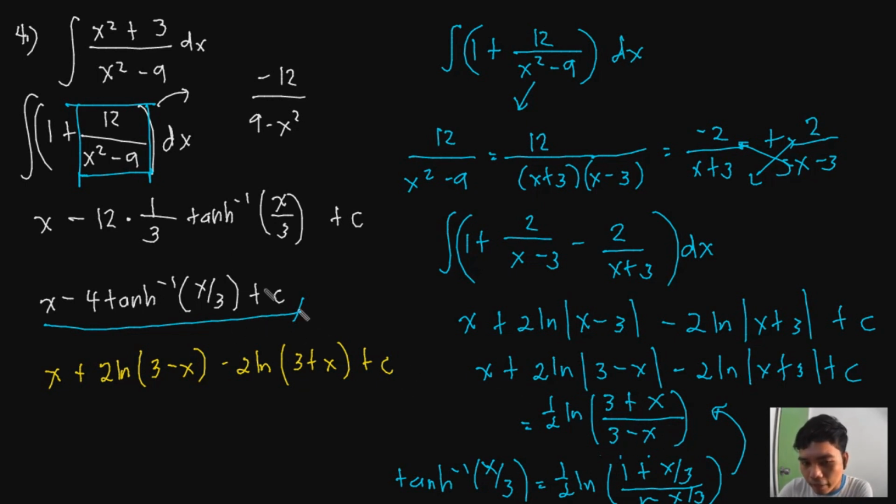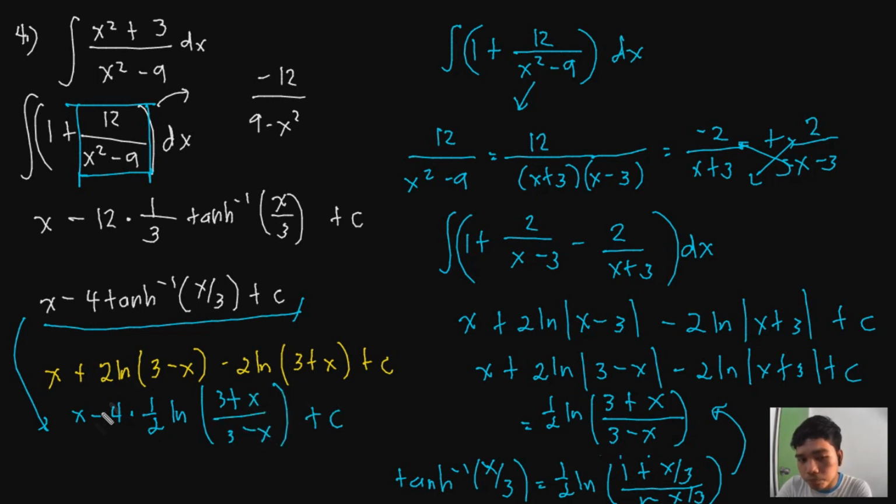Now if you try to plug in back that to your this expression, diba that would be something like x minus 4. And then sabi natin dito, we have 1 half. So that's 4 times 1 half ln of 3 plus x and then 3 minus x plus c. So from this, diba, that is x minus 2. That is 2 ln of 3 plus x and then 3 minus x plus c.